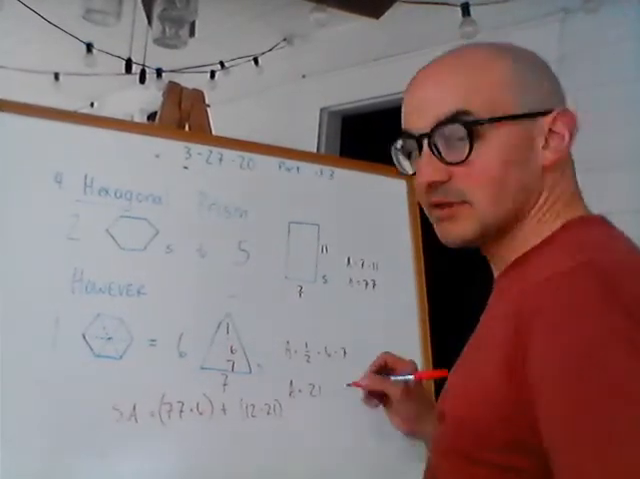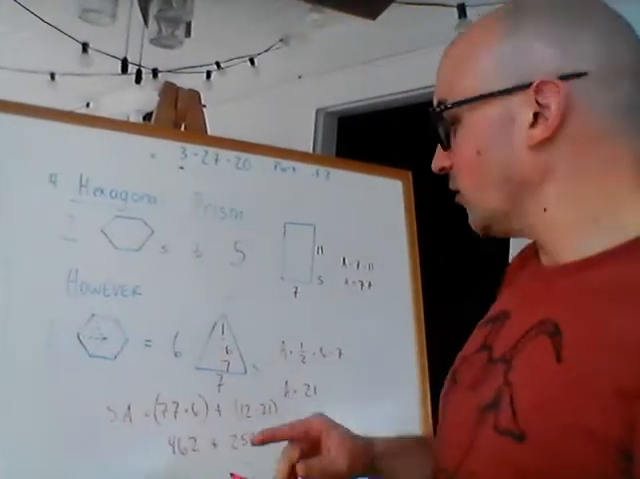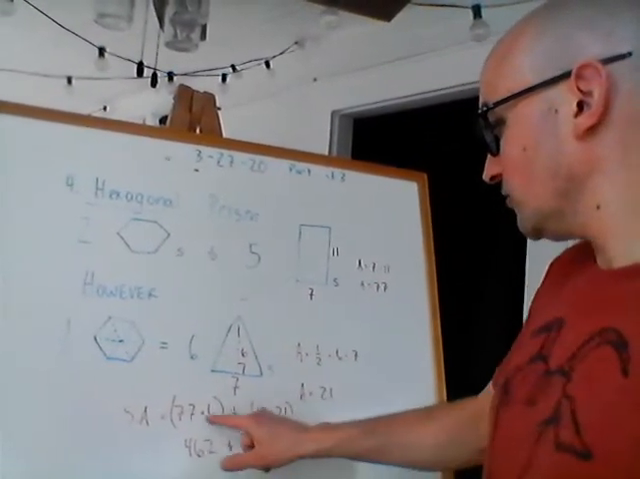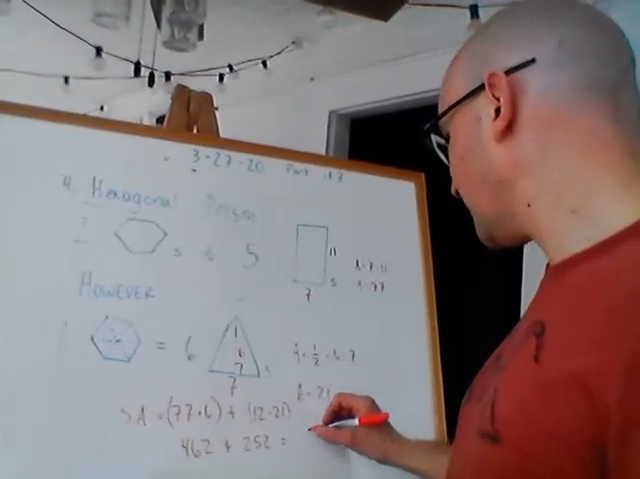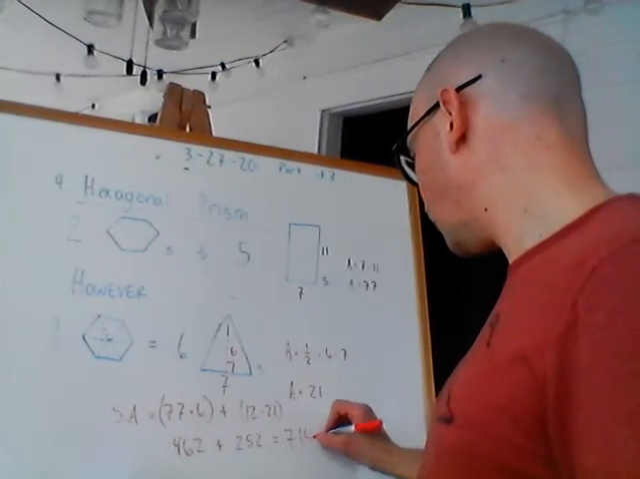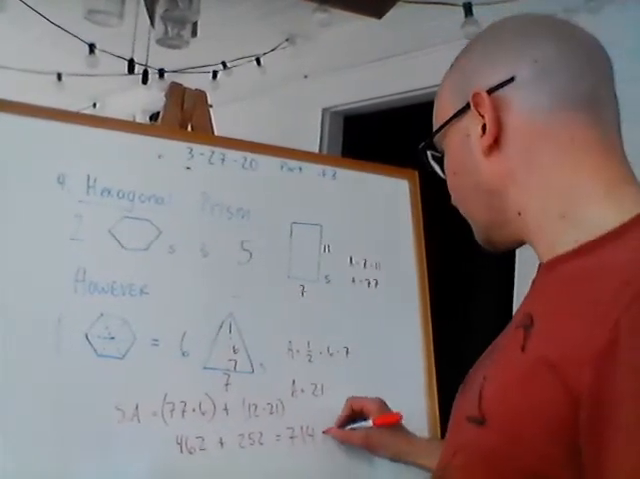Well, darn it. Okay, so here we have 462 plus 252. And our total answer is 714, and this was inches squared.